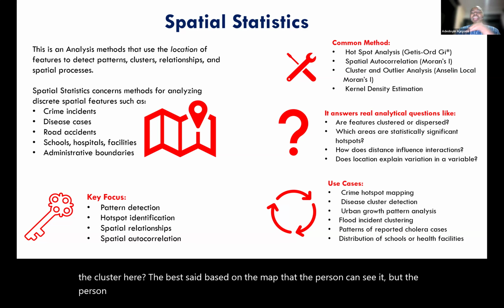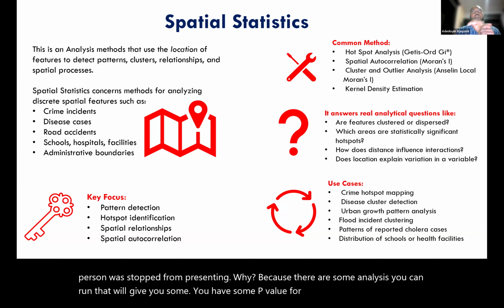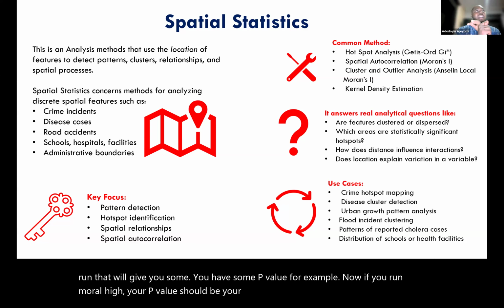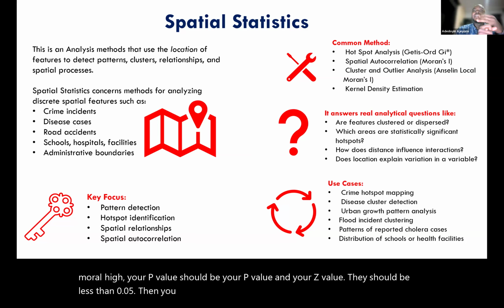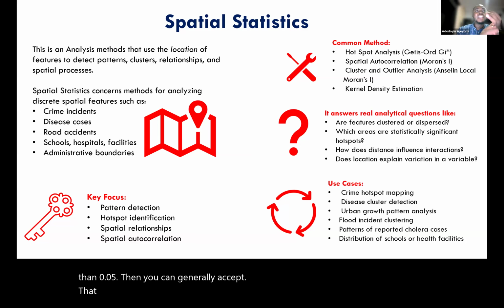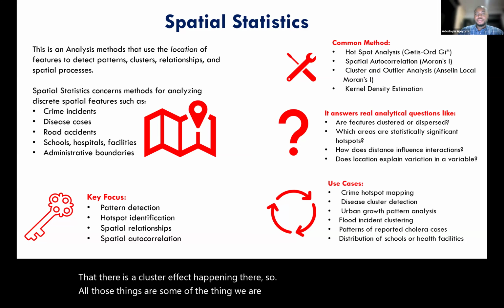Why? Because there are analyses you can run that give you a p-value. For example, if you run Moran's I, your p-value and your z-value should be less than 0.05. Then you can generally accept that there is a cluster effect happening there. All those things are some of the things we are going to look at.